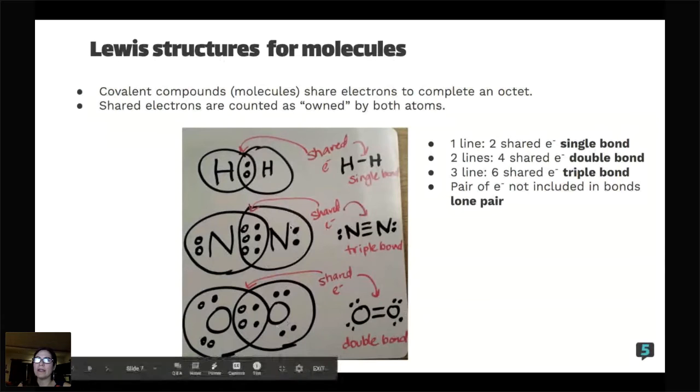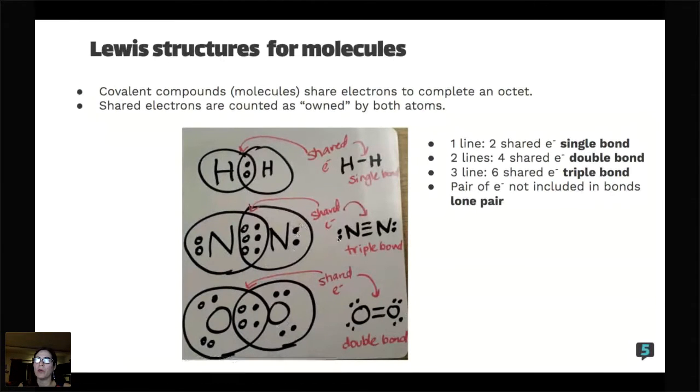Now, this one here that is not involved in the bonding is called a lone pair. We can represent it in the Lewis structure like this, or we're choosing to place the lines for the bonded electrons. This is the lone pair.